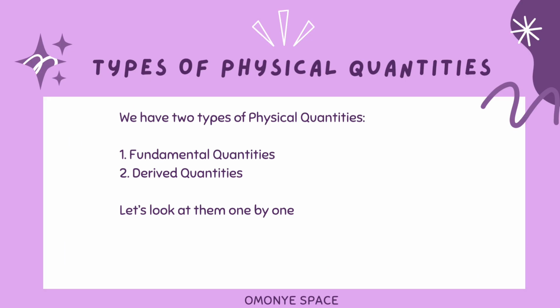We have two types of physical quantities. The first is the fundamental quantities, and the second is the derived quantities. Let's look at them one by one. That is, differentiating clearly between fundamental quantities and derived quantities.